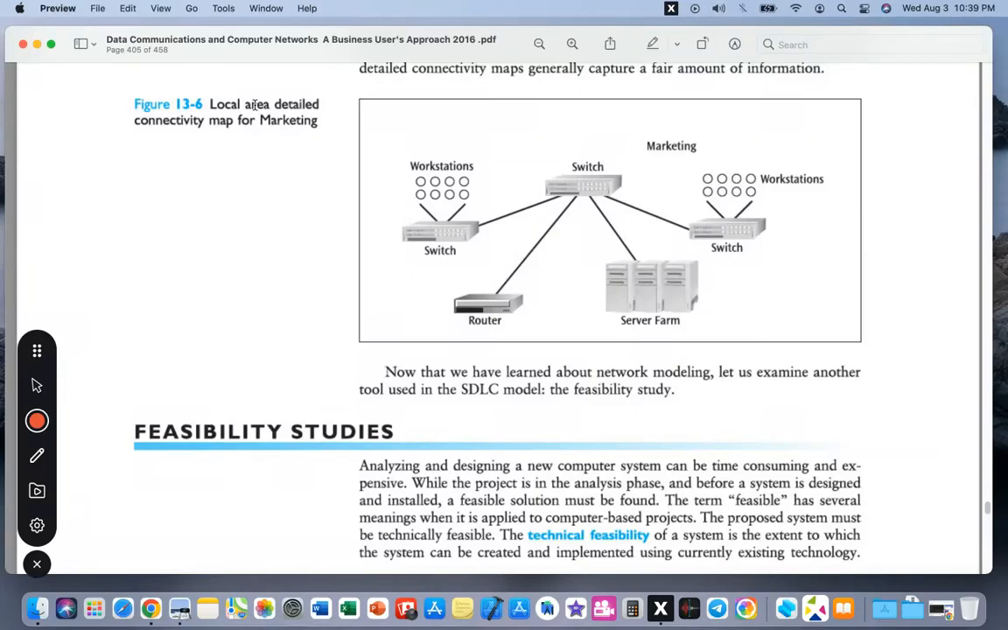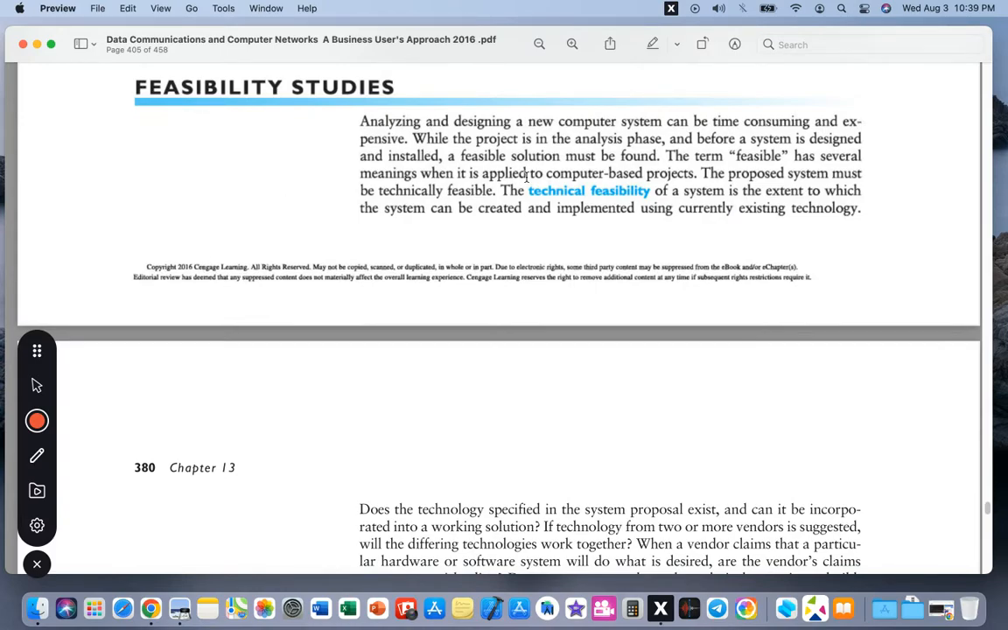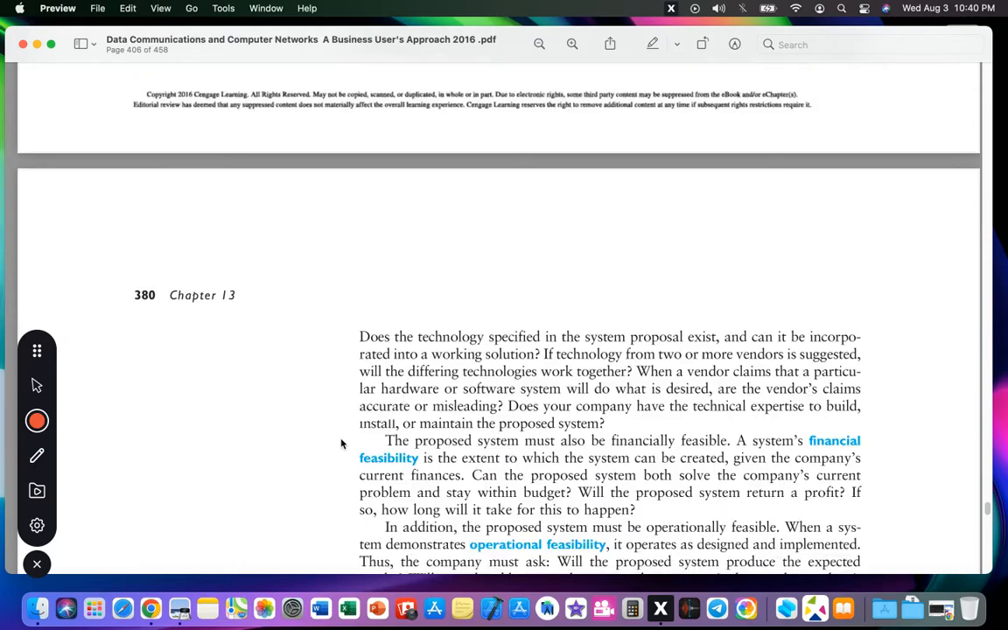Local area detailed connectivity map for marketing, and this is the one. Feasibility studies. The technical feasibility of a system is the extent to which the system can be created and implemented using currently existing technology. Can we do it now using what we have? Just like that.